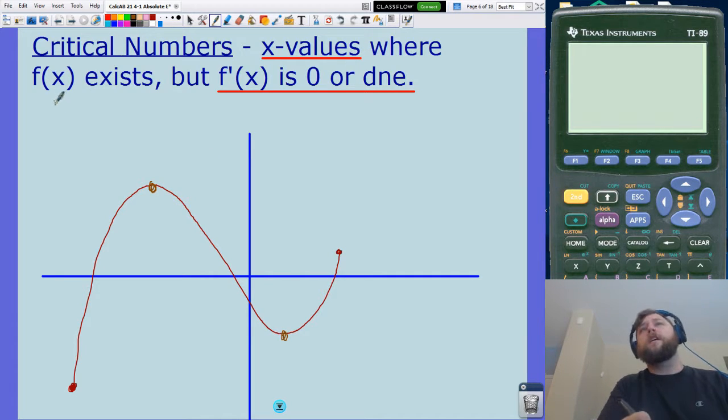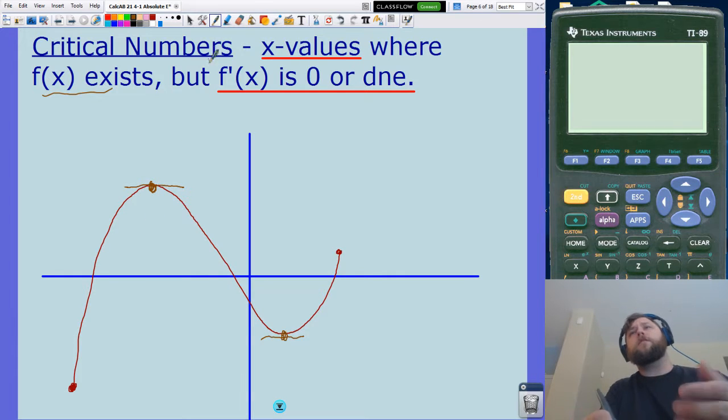So it's where the official definition is where the function exists. But the derivative of that function is 0 or does not exist. And the derivative is like the slope. When you're at the absolute min or max, the slope is 0. So that's why this is some way we find critical numbers. We want to figure out where the slope is 0. And in these two cases, it's 0.